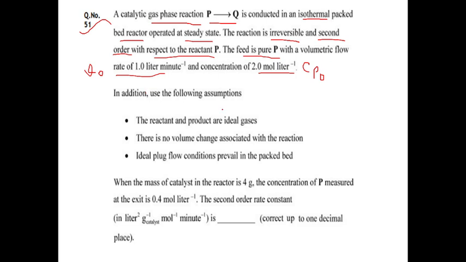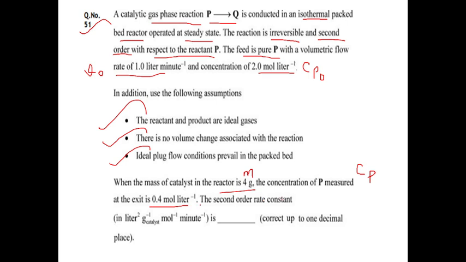In addition, use the following assumptions. The reactant and product are ideal gases. There is no volume change associated with the reaction. Ideal plug flow conditions prevail in the packed bed, so we should take this as a plug flow reactor. When the mass of catalyst in the reactor is 4 gram, this is the M value. The concentration of P measured at the exit is 0.4 mole per liter. Exit means this is designated as Cp.